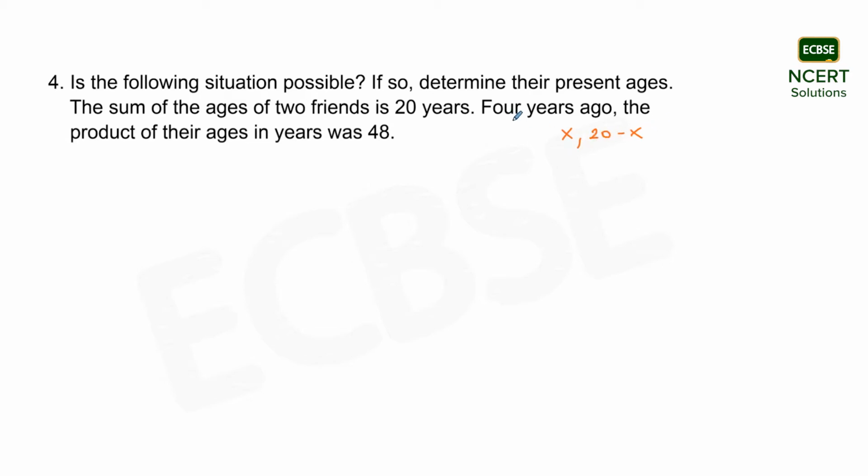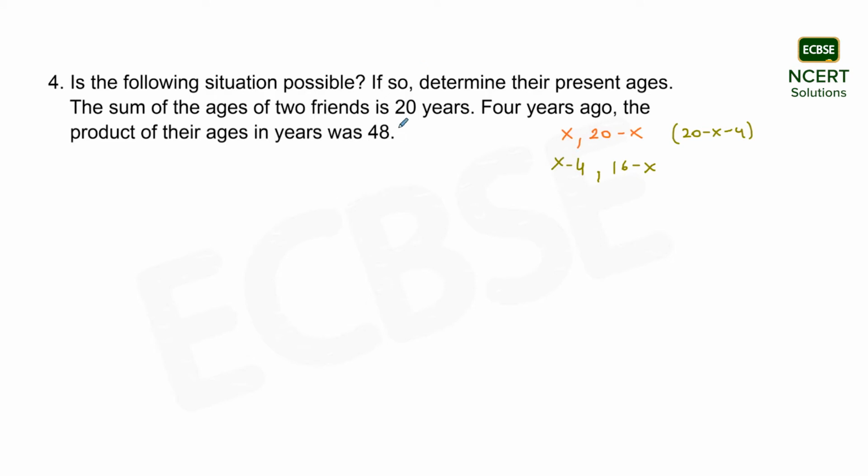And also it's been given that 4 years ago, the product of the ages in years was 48. If x is the present age of one friend, then 4 years ago his age will be x minus 4. And what will be the age of the second friend? It will be 20 minus x minus 4, which comes out to be equal to 16 minus x. So these are the ages of the two friends 4 years ago.